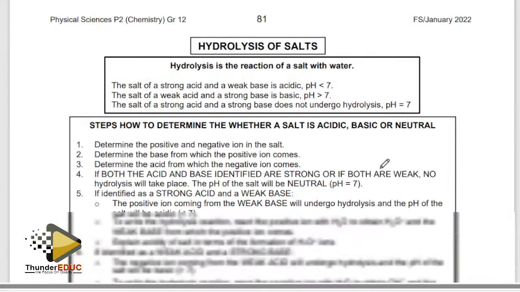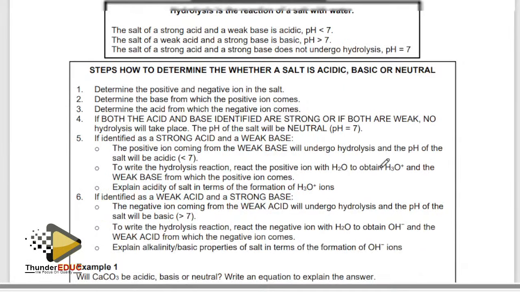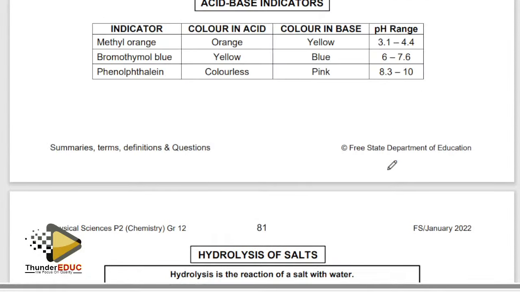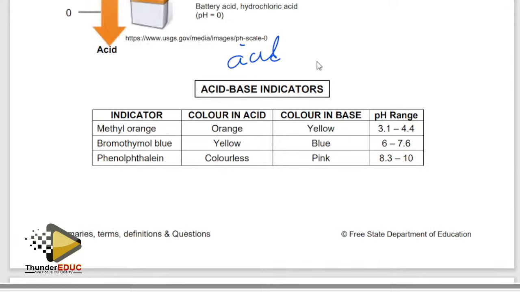Then hydrolysis. When you talk about pH, what is a strong acid, and what is a weak acid? A strong acid is an acid which ionizes completely when dissolved in water, while a weak acid ionizes partially when dissolved in water. A strong base is one which dissociates completely when dissolved in water, and a weak base is one which dissociates partially when dissolved in water. Please don't go without knowing those things.